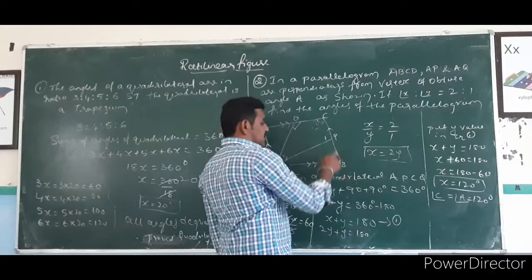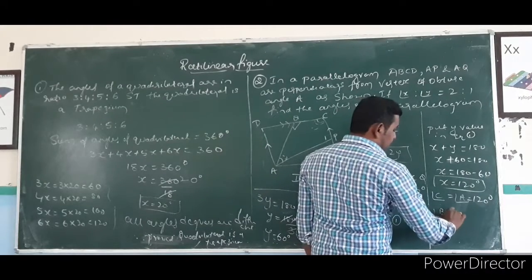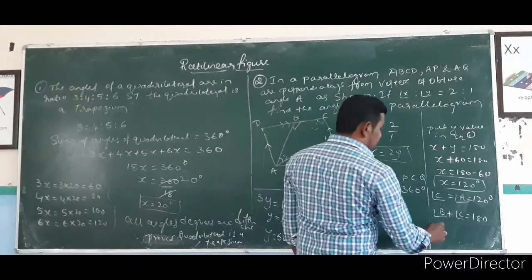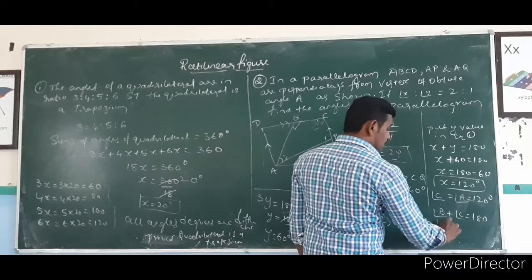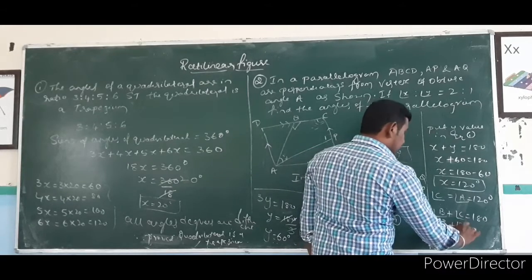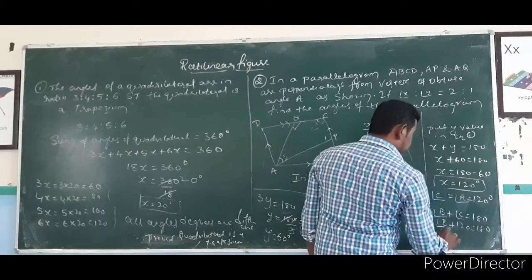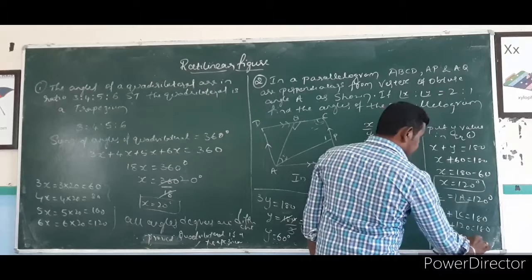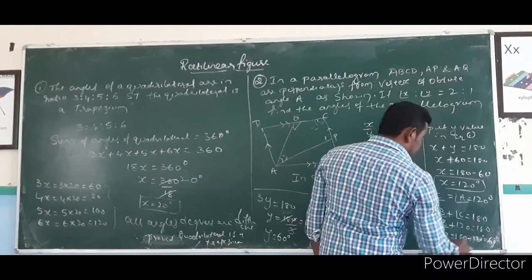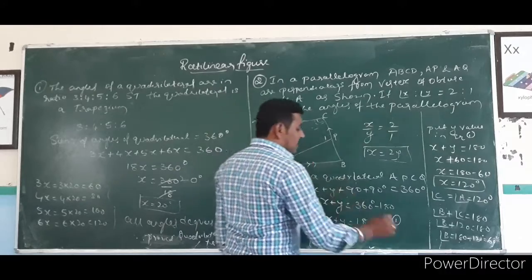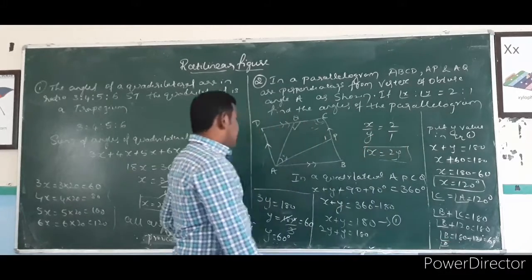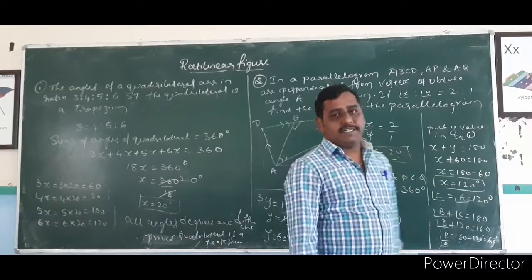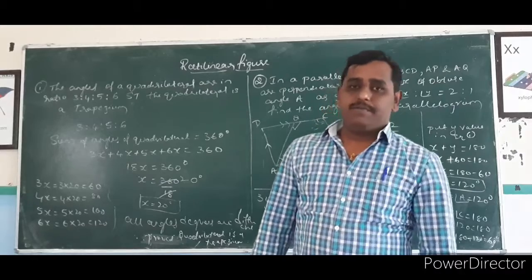So you can consider angle B plus angle C is equal to 180. We know that angle C is equal to 120. Angle B is equal to 180 minus 120, that is 60 degrees. Angle B and angle D are both equal. So angle A and angle C are 120 degrees, and angle B and angle D are 60 degrees. Like that we are going to solve the problems.